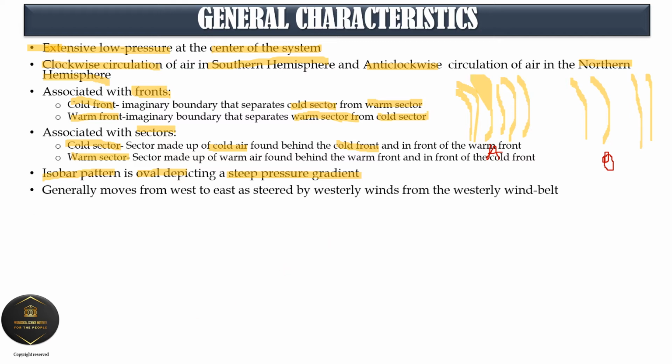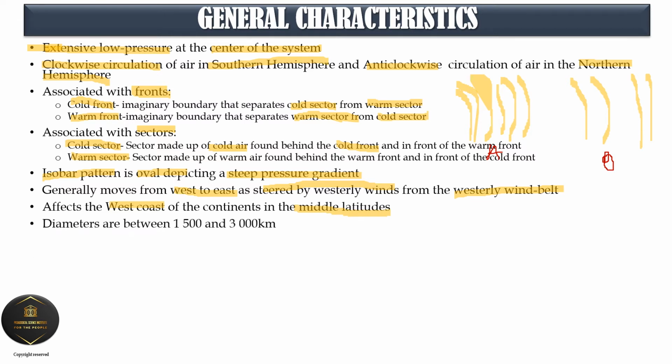We said that they generally move from west to east. Why? Because they are located in the westerly wind belt. Since they are located in the westerly wind belt, they will be steered by the westerly winds, or driven to move from west to east. I hope you are fine with that, and as a result, they are going to affect the west coast of continents that are in the middle latitudes, between 30 and 60 degrees.